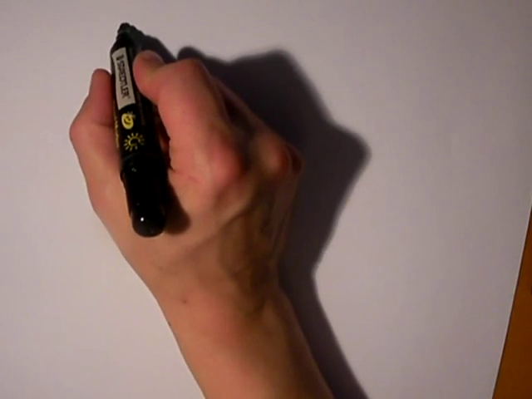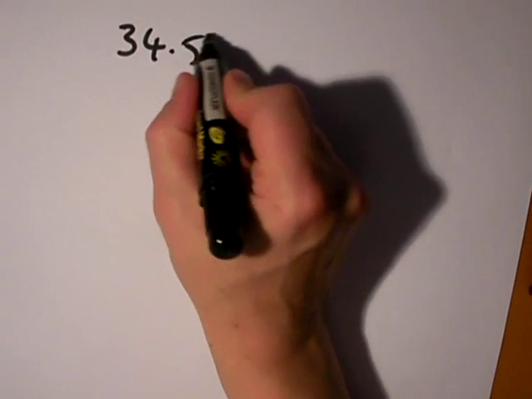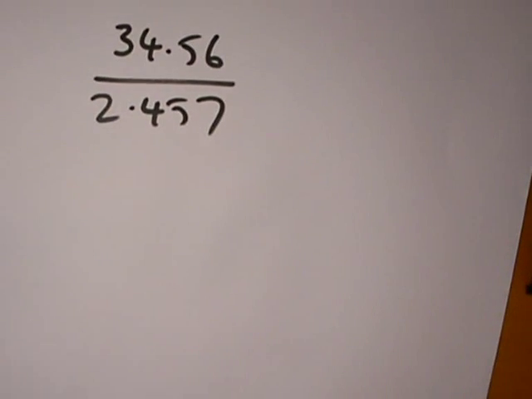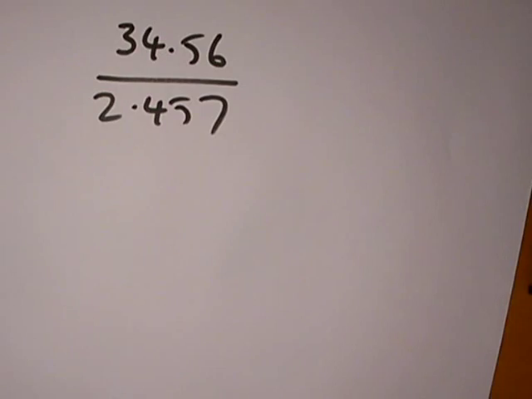I've had a number of requests about long division and questions that involve unfeasibly difficult types of questions. Here we've got an example of 34.56 divided by 2.457. Now why anyone would want to do that without a calculator, I'm not quite sure.